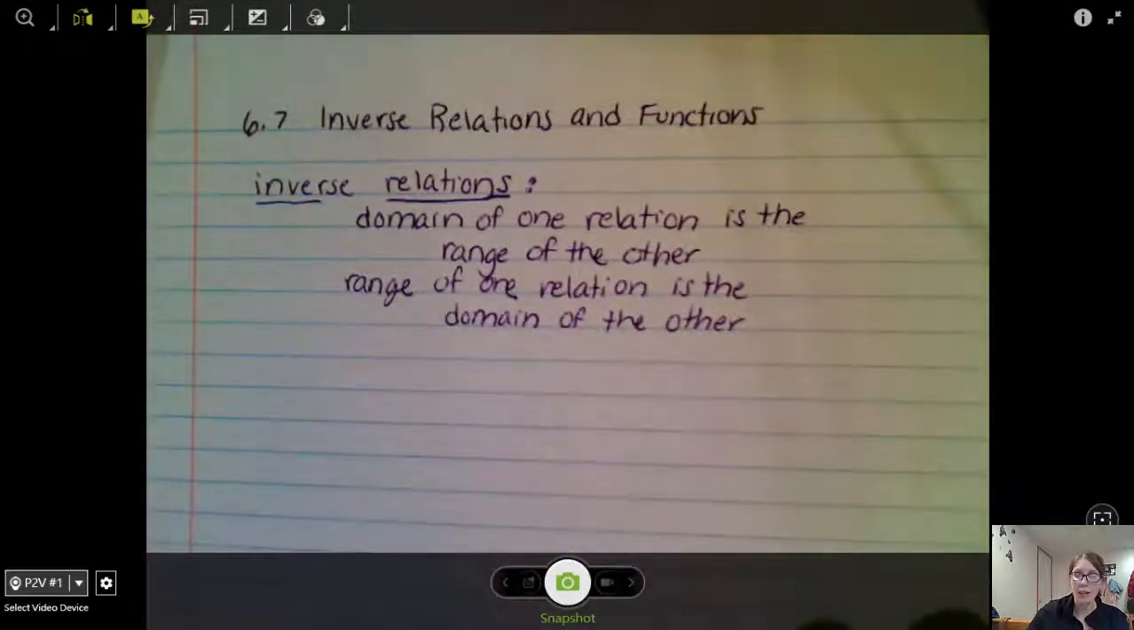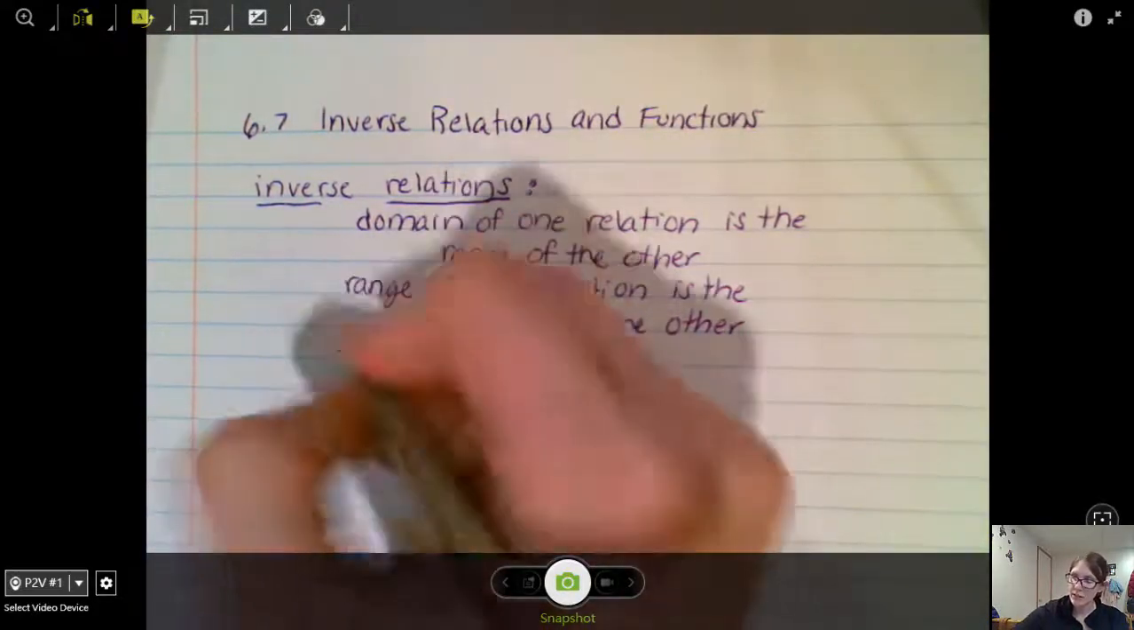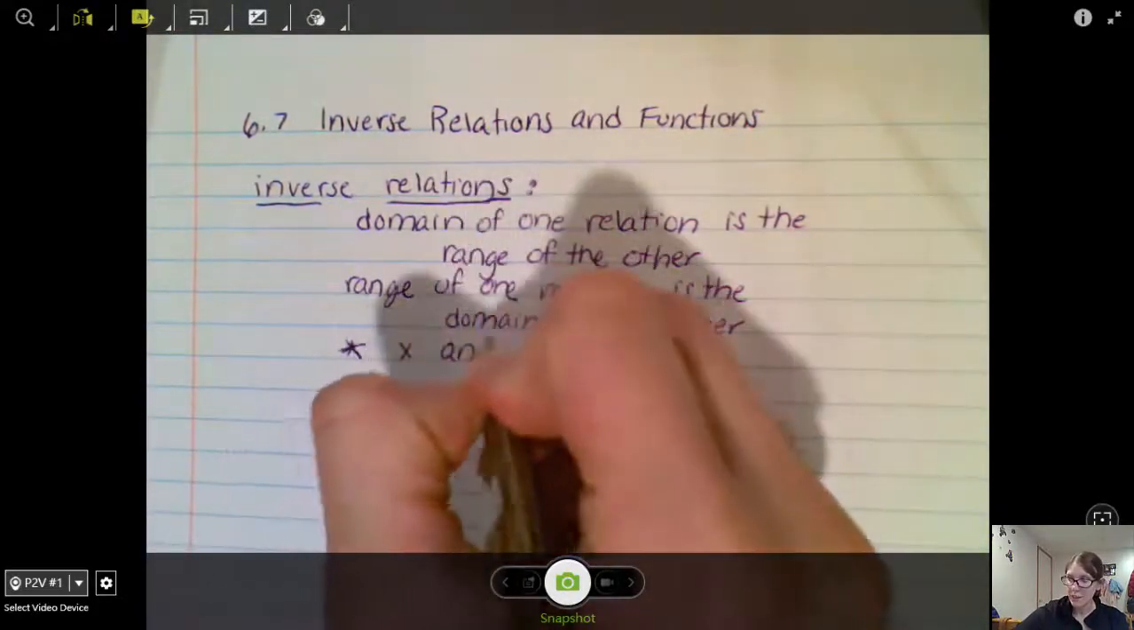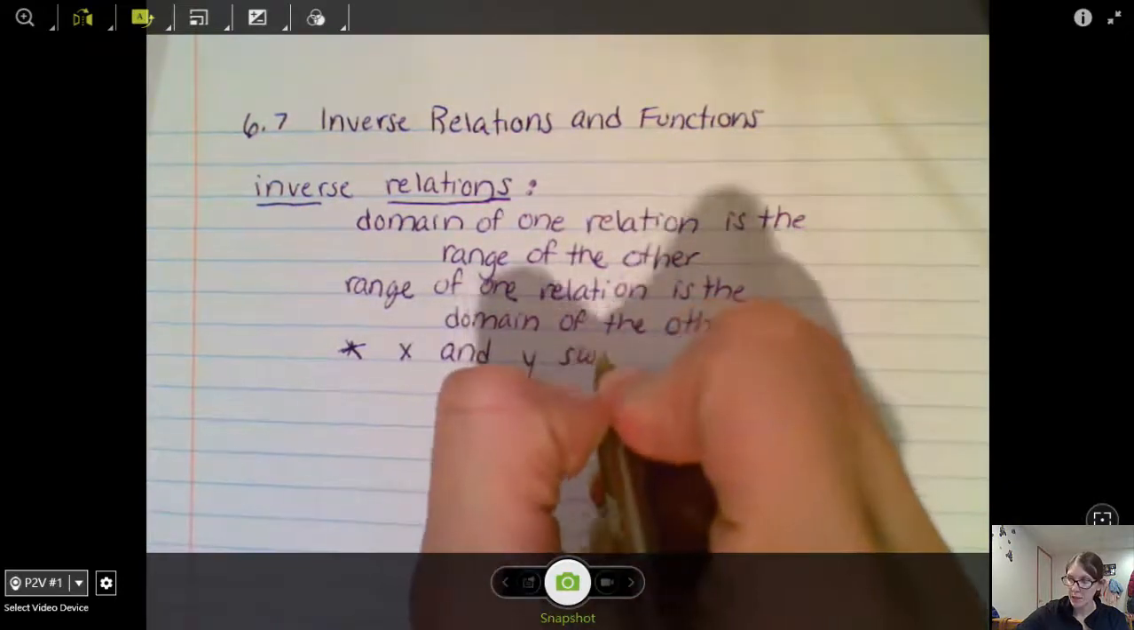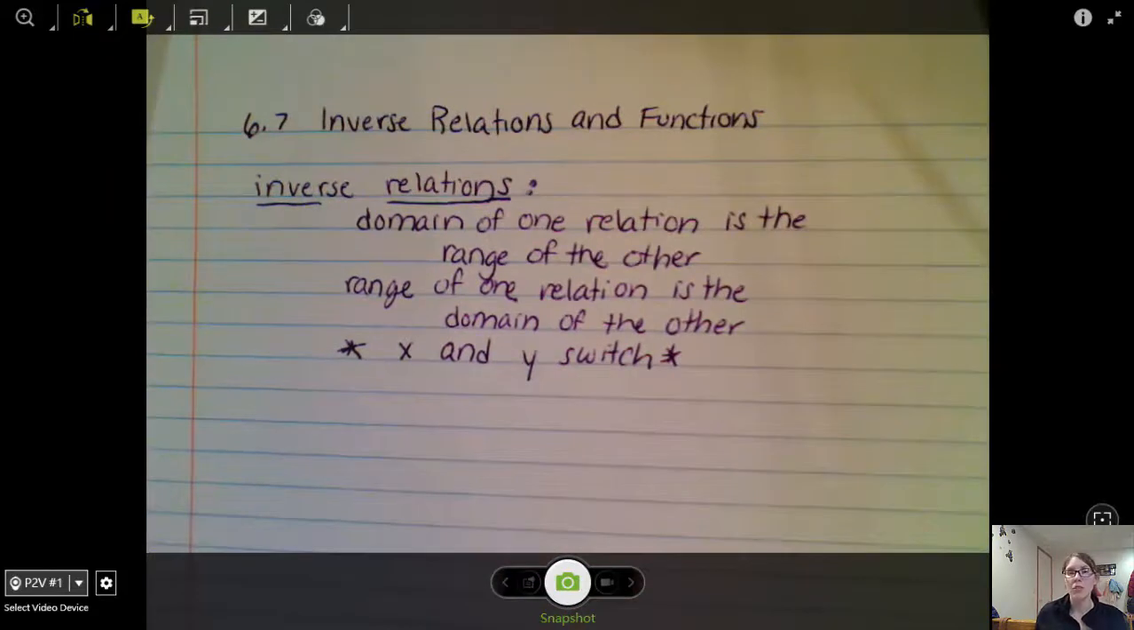Even easier way to think about it, here's the main point for inverse relations. The x and the y switch. Remember domain, that talks about our x values. Range talks about our y values. So that's our biggest point with inverses. The x and the y switch. As long as you can remember that, you'll be okay for most of this section.